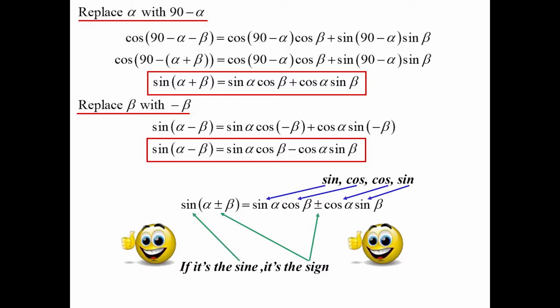Now we do the sine one. We go sine, cos. Oh, I just said cos, so I'll say cos again. Cos, sine. If it's the sine, it's the sine. Voila.